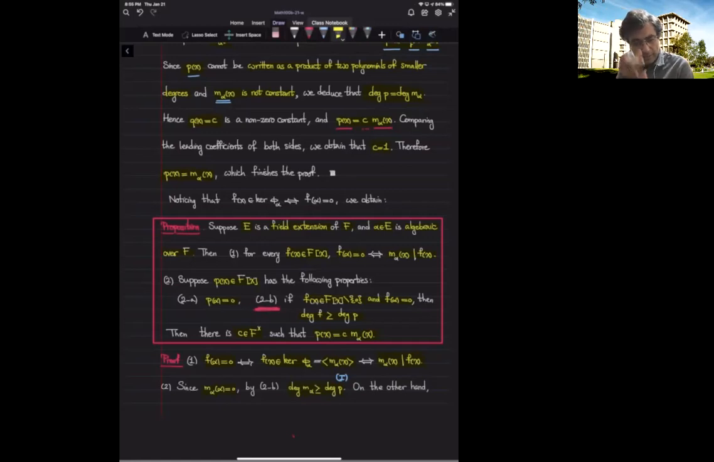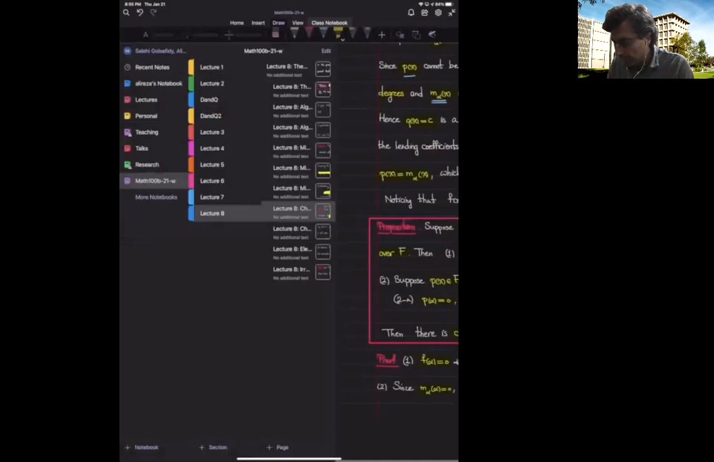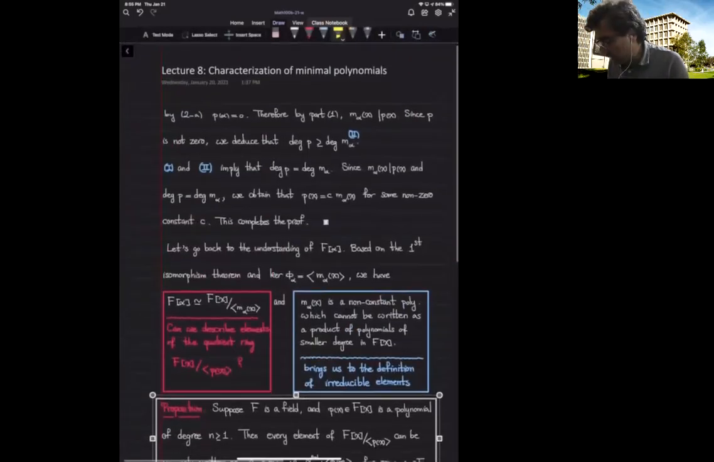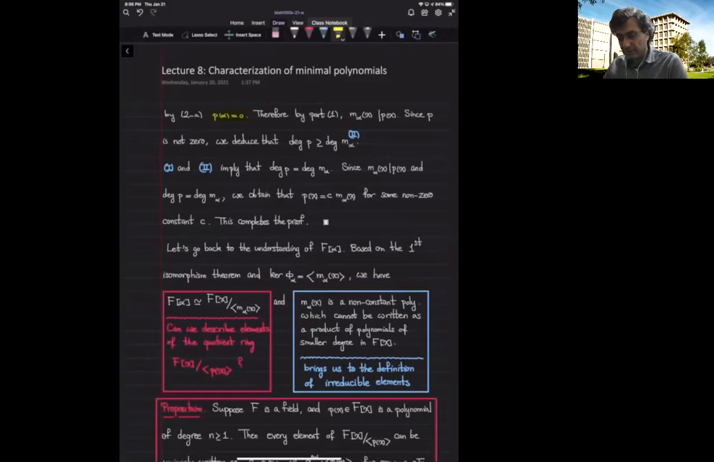The minimal polynomial generates the kernel of the evaluation map. And we are told that p of alpha is 0. This means p does belong to the kernel of the evaluation map. So I do have that p of alpha is 0, and therefore p belongs to the kernel of the evaluation map, which means it's a multiple of the minimal polynomial.